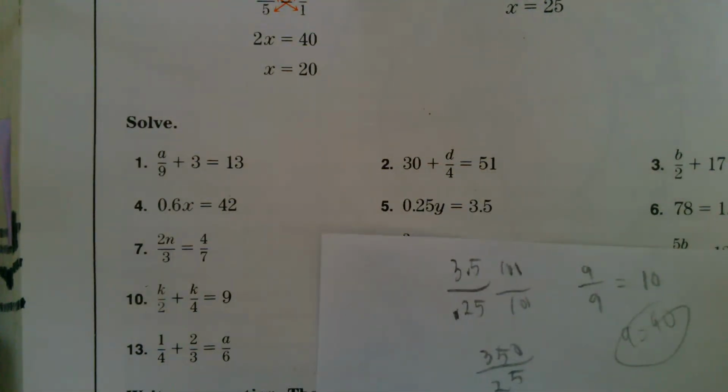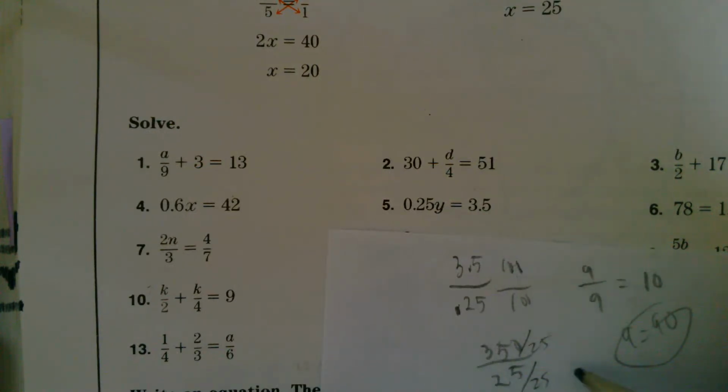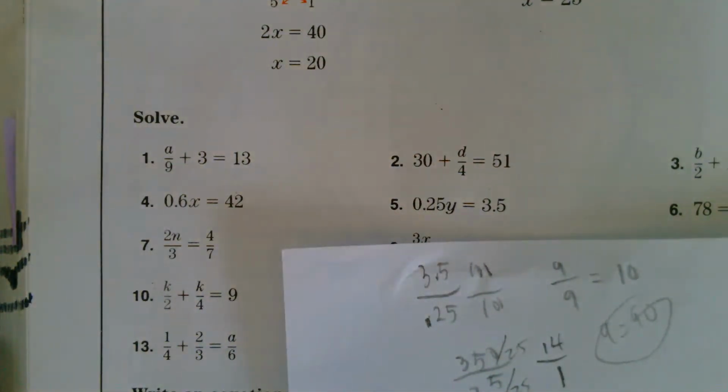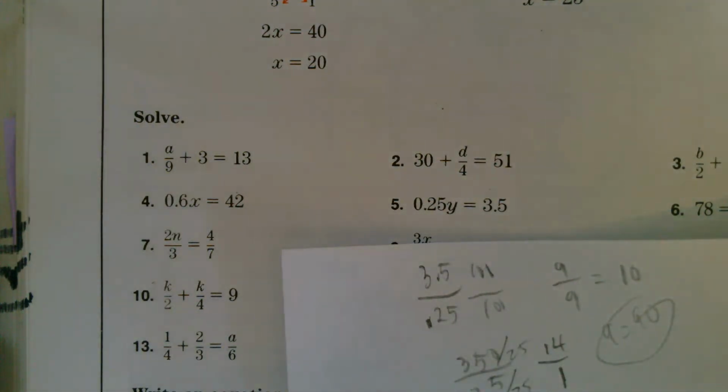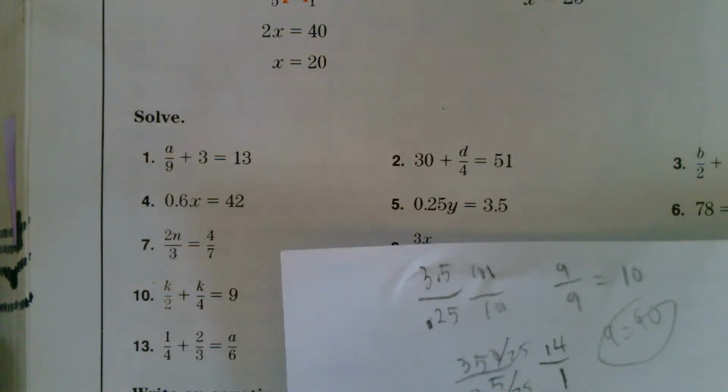And then 14 over 0. Did I do that? Or would I actually do 14? So you do like dividing top and bottom by 25. So 25 over 25 is 1. And this is 14. So in this case, y equals 14. Awesome. Nice. Number 7.